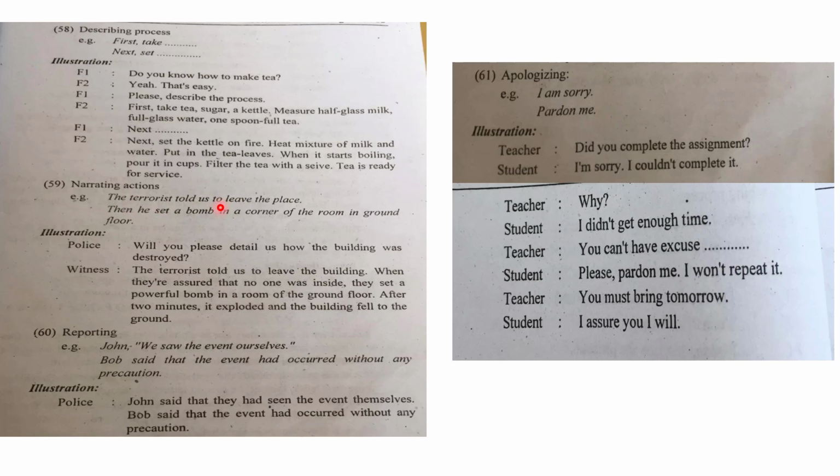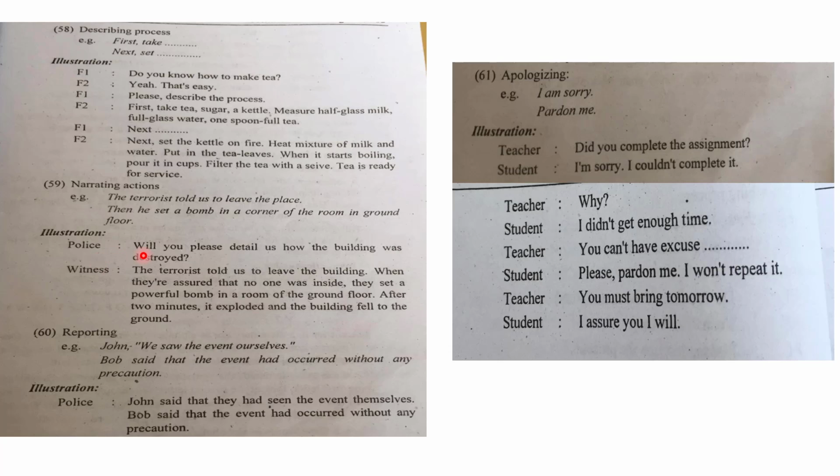For example, the terrorist told us to leave the place. So this is a speech of the terrorist telling you to leave the place, but you are explaining it to someone, right? You're just telling it to someone. So you just say, terrorist told us to leave the place. Then he set a bomb in the corner of the room and the ground floor. So these are the events and you are explaining it to someone.